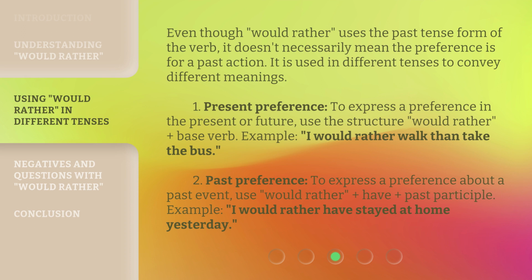2. Past preference. To express a preference about a past event, use would rather plus have plus past participle. Example, I would rather have stayed at home yesterday.